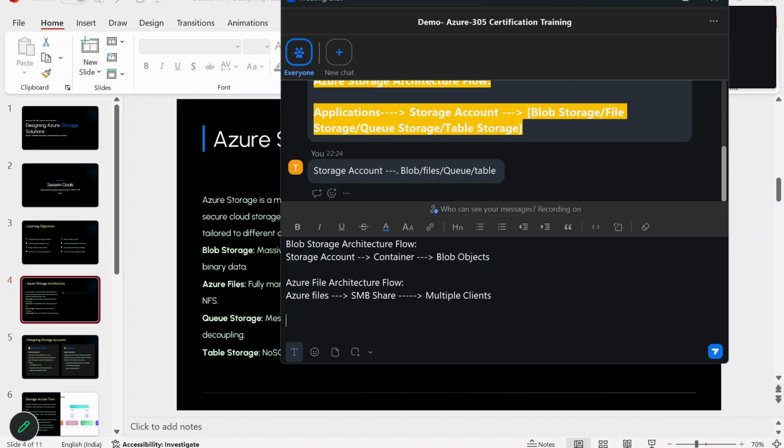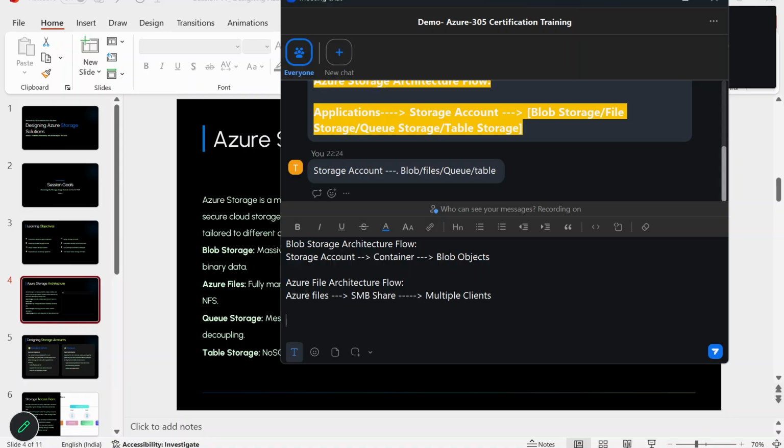And what is the queue storage overview? It provides simple messaging, used for processing, application decoupling, or workflow. For example, it starts from application A, then it is queued and then goes to application B. And what is table storage? It provides NoSQL key-value storage used for large scale metadata, lightweight applications, and simple structured data. And the storage account types.